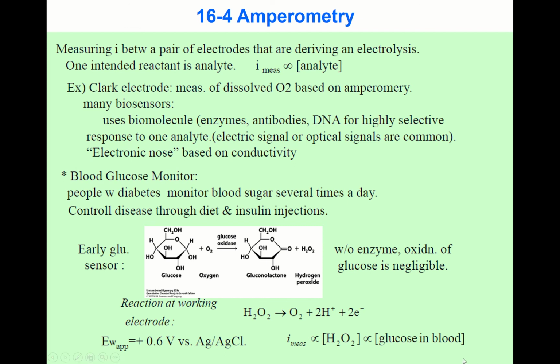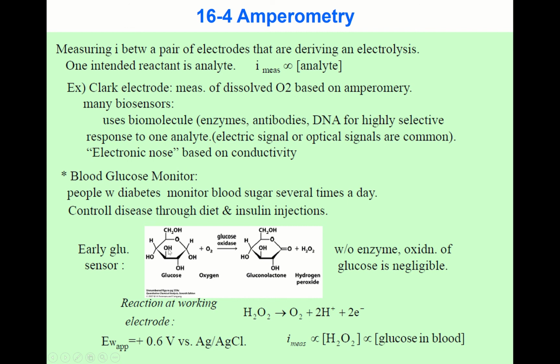The market is very big. Okay, let's consider how that glucose sensor has been developed. The early glucose sensor is based on this reaction. This is glucose, and it reacts with oxygen using glucose oxidase. This reaction proceeds very readily. As a result, hydrogen peroxide is produced.